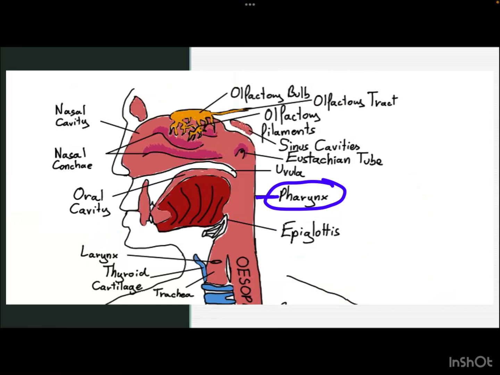So like functions of facilitating air passage from the nasal cavity and mouth to the larynx and trachea for respiration, functions in immune defense by having things like your tonsils or adenoids, which help protect against pathogens by trapping and getting rid of them. And also when swallowing, the muscles of the pharynx will move food from the mouth to the esophagus, which is the food tube. And this is especially important to avoid having food enter the airway.